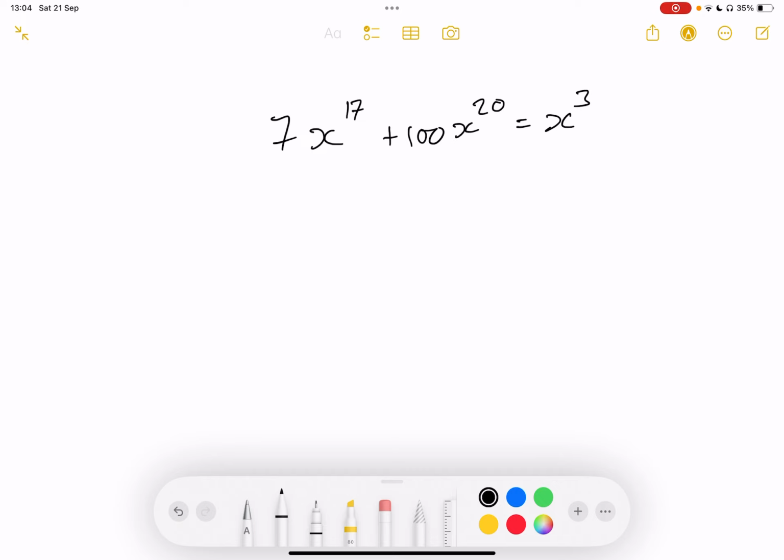What's the highest power on the unknown? What's the highest power on the unknown?